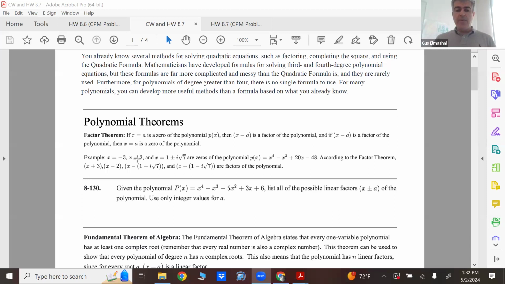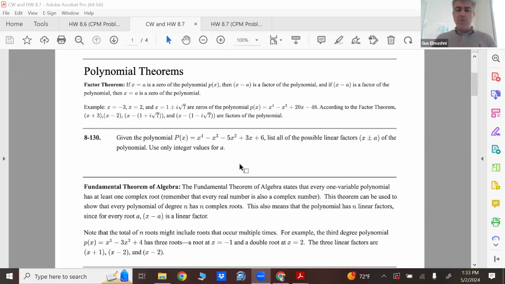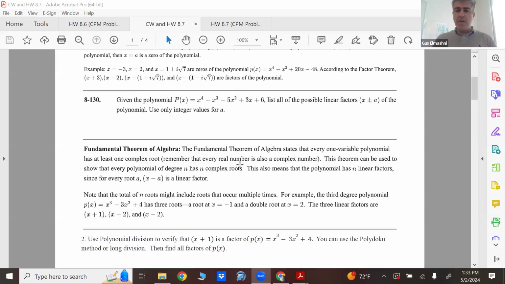For example, if -3, 2, and then, oh boy, 1 plus or minus i root 7 are zeros, then x plus 3 is a factor. x minus 2 is a factor. And x minus each of those other complex numbers are also factors. So here, given the polynomial that you got there, list all possible linear factors of the polynomial, using only integer values for a. Okay, so here's what you can do.